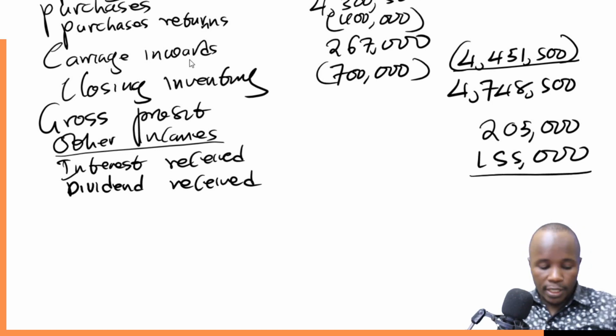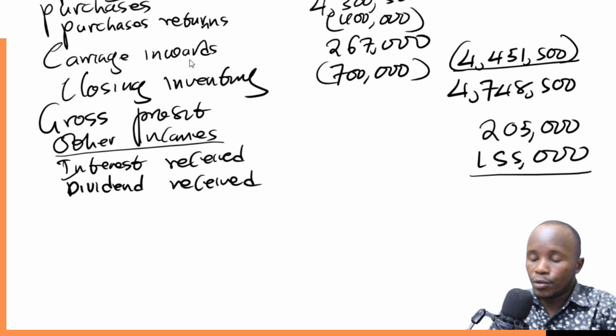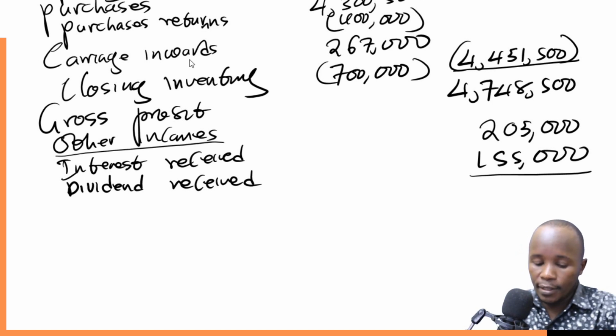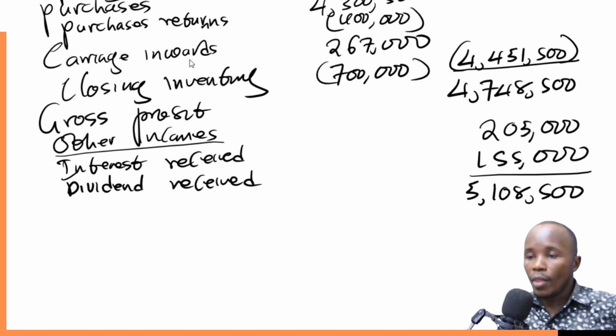So here we shall have our net gross profit. 4,740,500 plus 205,000 plus 155,000. This gives me 5,108,500. Now we are done up to that point.